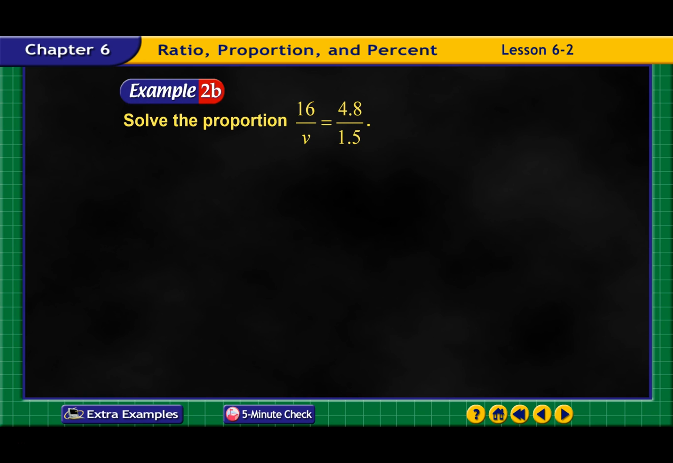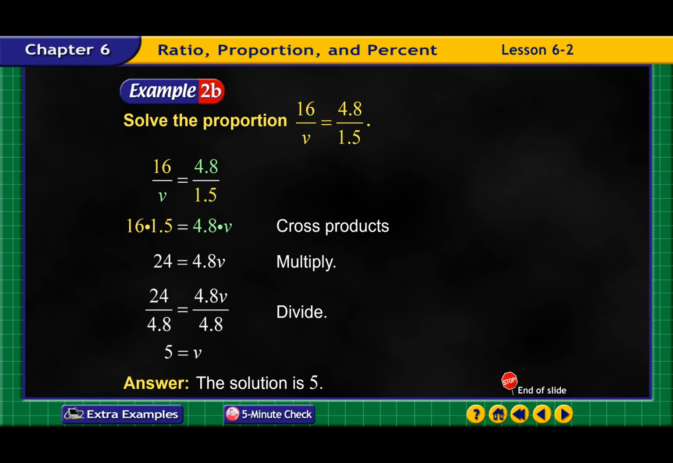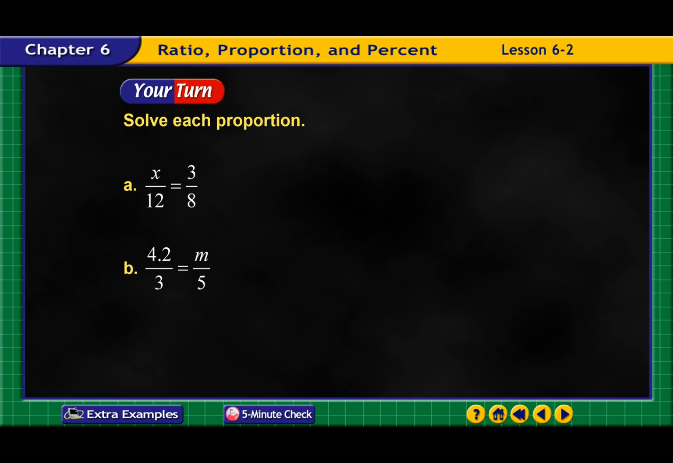All right, solve this proportion. Same thing, we're going to write it out first. We're going to cross multiply or cross products, whichever you prefer. Simplify that out. I'm going to divide both sides by 4.8. And then that's going to come out with 5 equals v. Not too difficult, hopefully. So the solution is 5. Pause this, give it a shot.